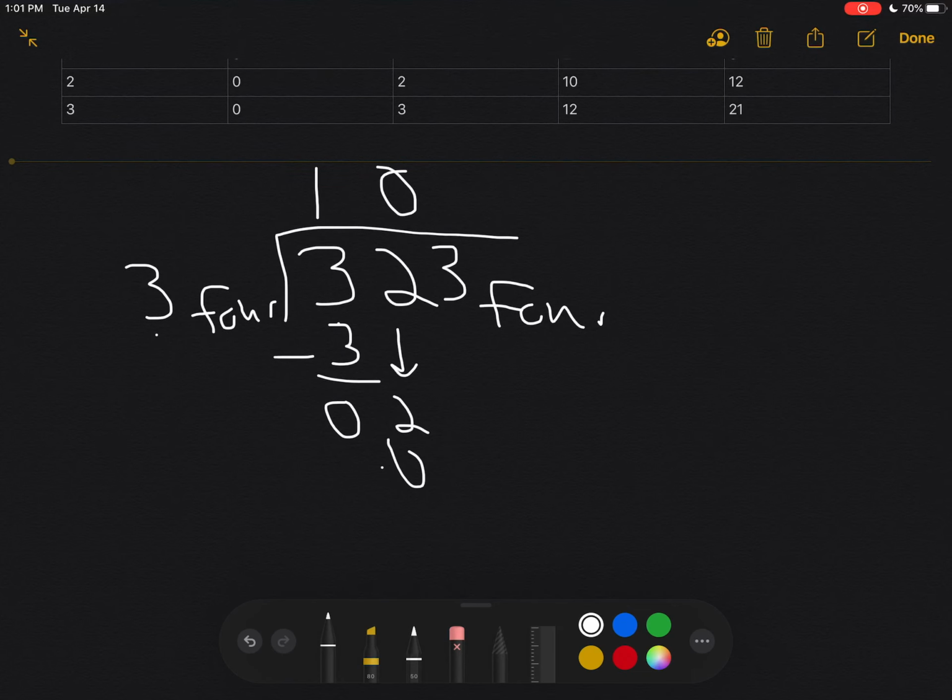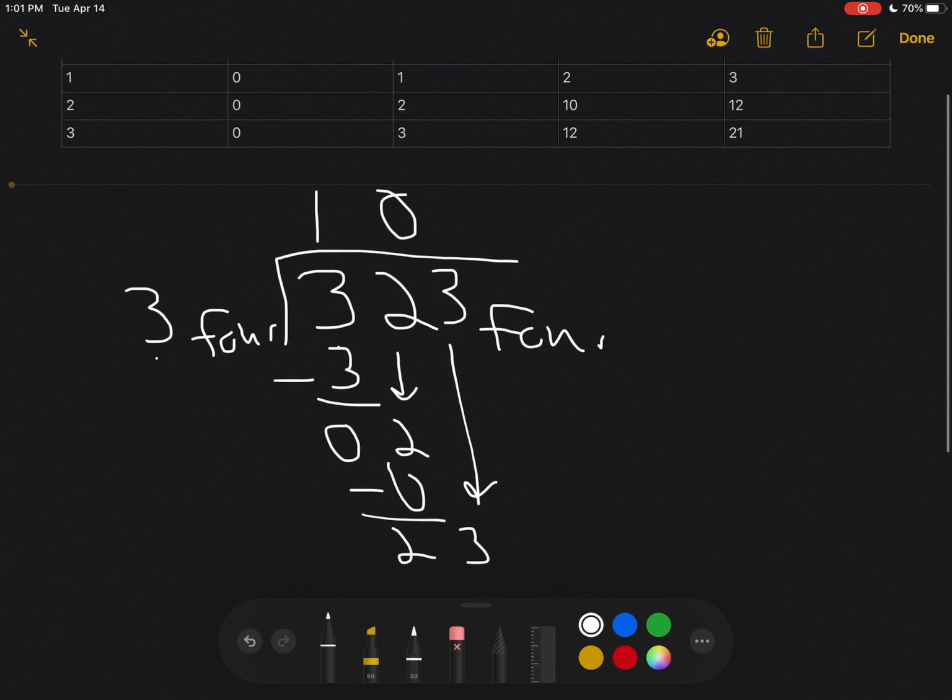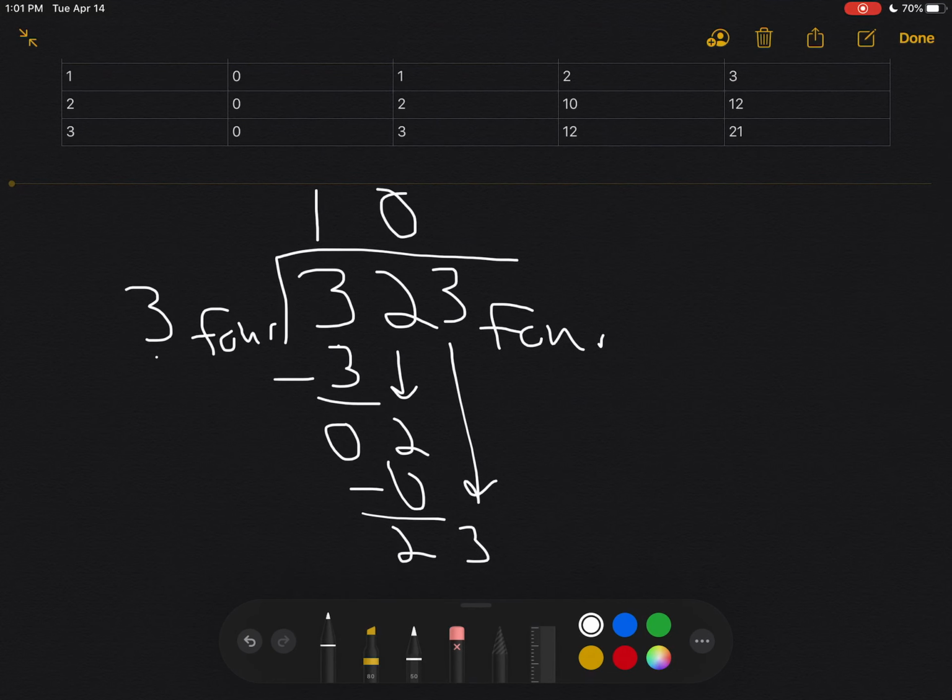Okay, so 0 times 3 is 0. Subtract. I still have 2. I'm going to bring down this 3. Now's where the table's really going to help us out. I know I'm trying to take 3 into 23, but remember that's not really 23. It's 2, 3, base 4.